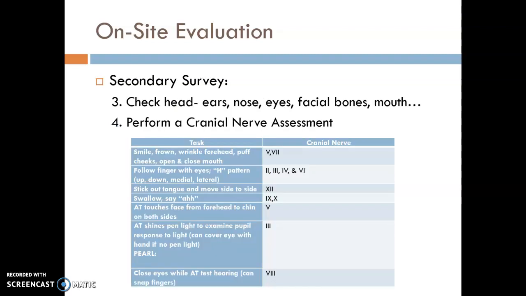In our secondary survey, once we've determined that that person is stable, they're breathing, they don't need to be transported to the hospital, then we're going to move on and check their head. We will check ears, nose, eyes, especially the facial bones and mouth and teeth to make sure nothing was broken. And then we will perform a cranial nerve assessment. You guys do not need to know or memorize the table below, but this is just an example of some of the testing that we do on an athlete with a suspected head injury.